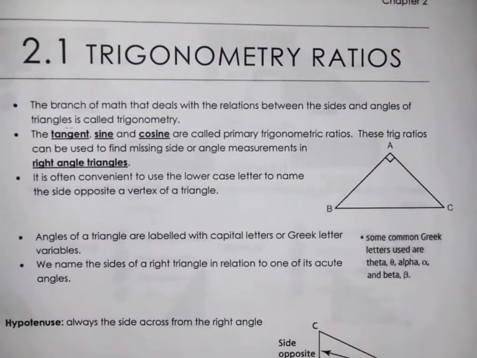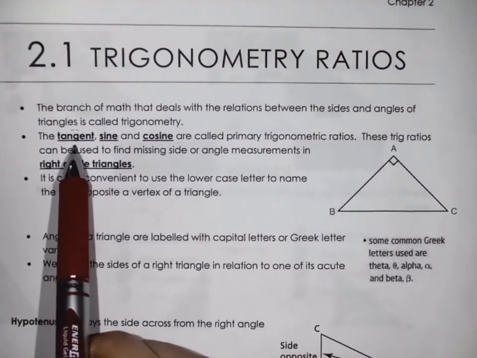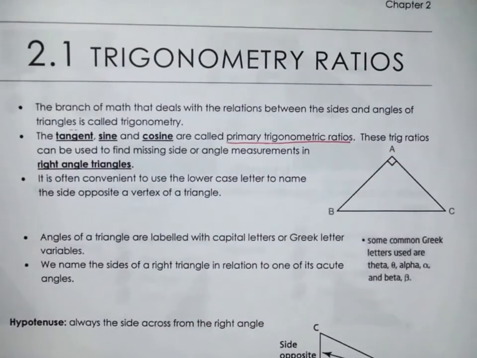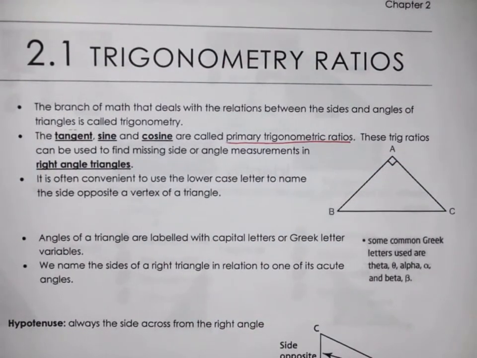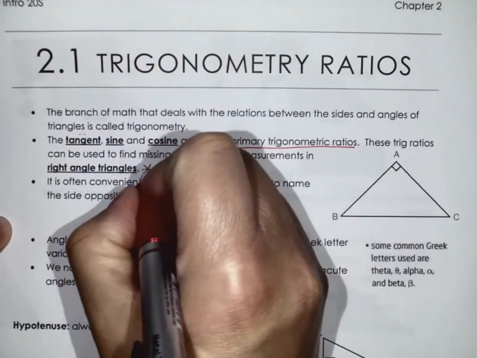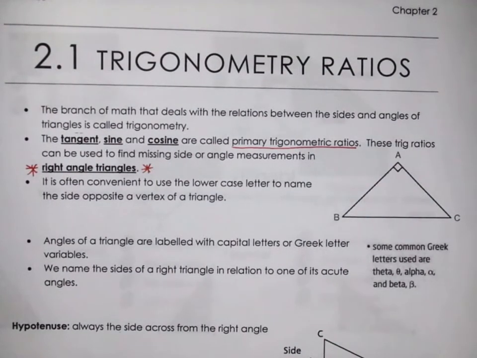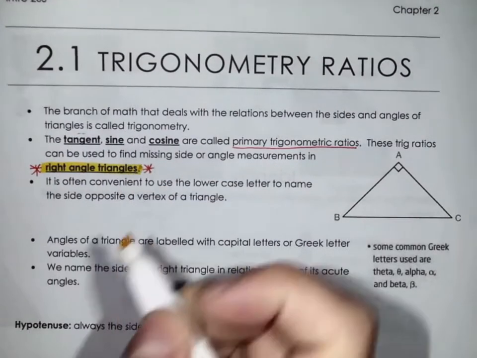Okay, trig ratios. These are your tangent, sine, and cosine, and they are primary trig ratios. Until you get to grade 12 pre-cal, these are the only three trig ratios you deal with. In grade 12 pre-calculus, we get into a few more, but your life is full and complete with sine, cosine, and tangent. These trig ratios can be used to find missing sides or missing angles, but they're used for right-angle triangles. The ratios we're going to use are limited to right-angle triangles.